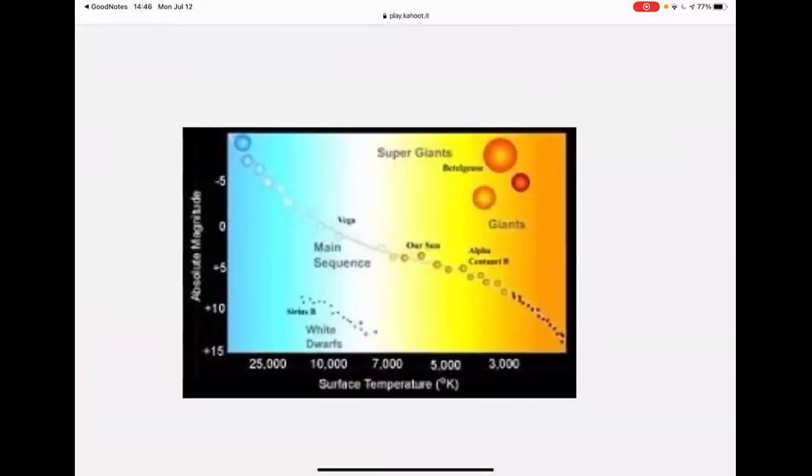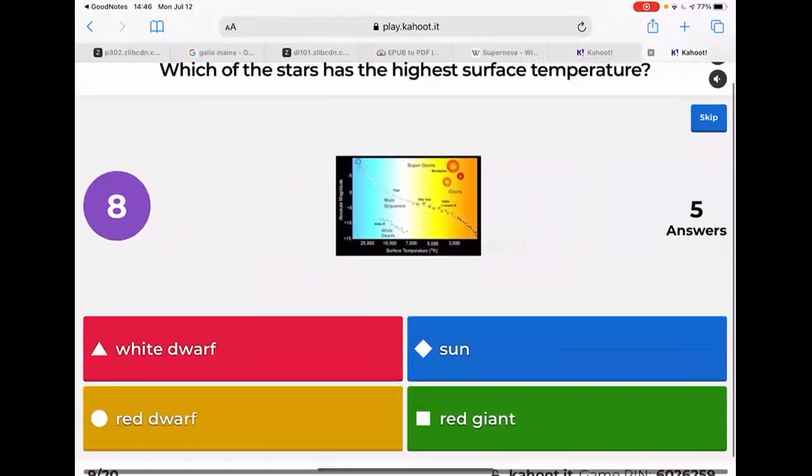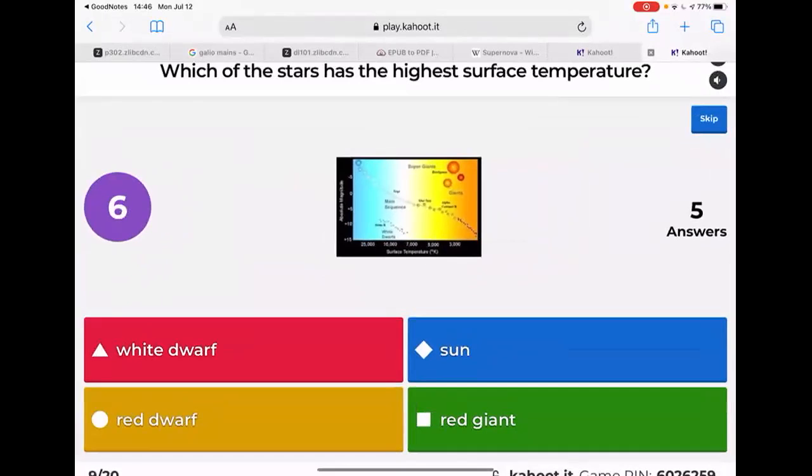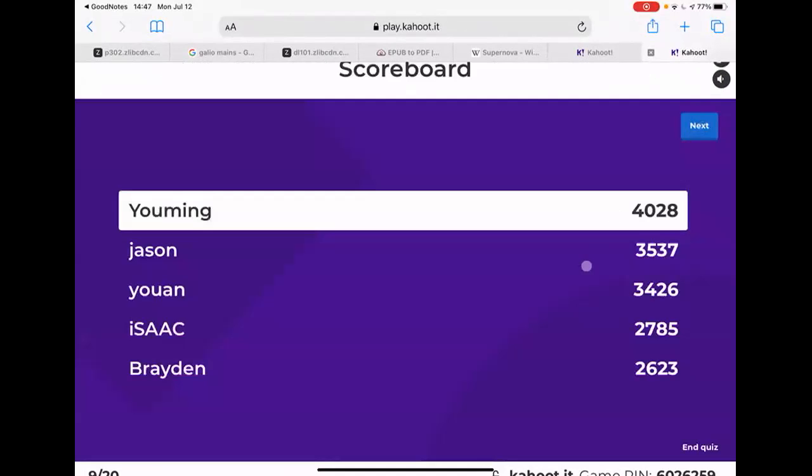And this graph might help. Surface temperature is on the bottom, right? Yeah, white dwarfs, right? So even though red giants and stuff are much hotter at their core, at the surface they're much colder because the surface of a red giant is the furthest away from the core. But white dwarfs, that's just the core itself. So the core is always really hot.